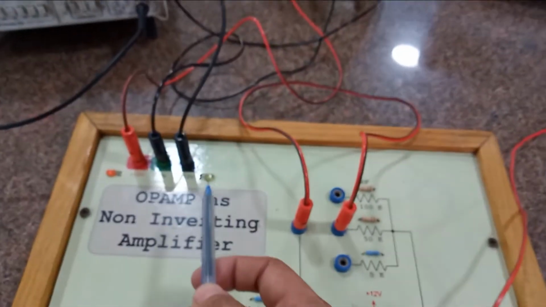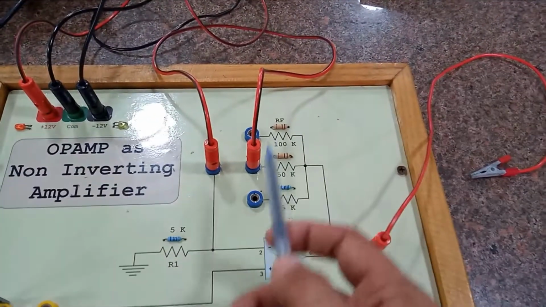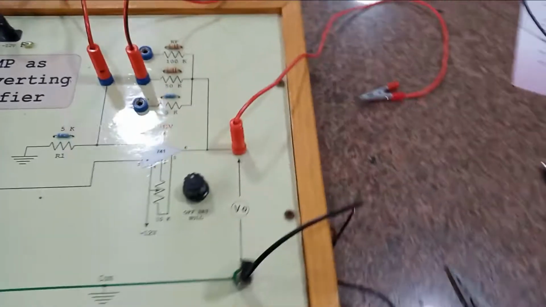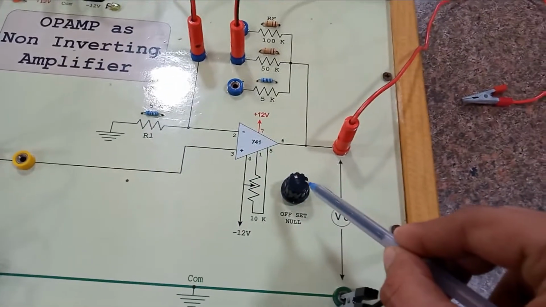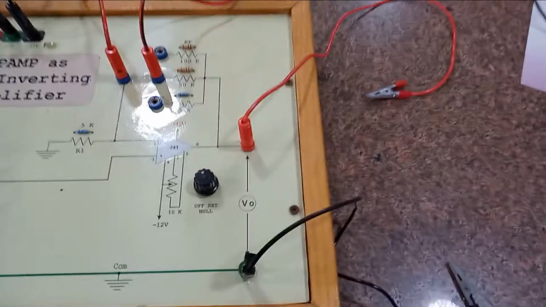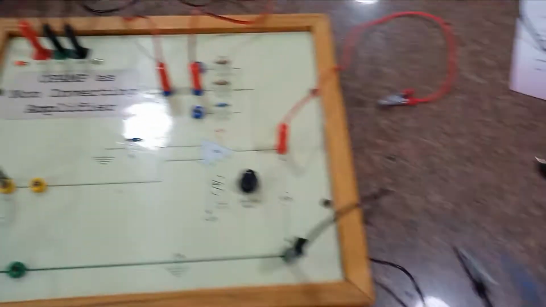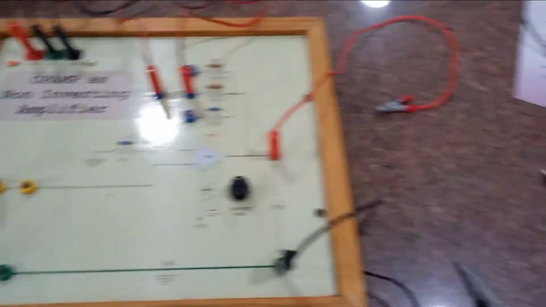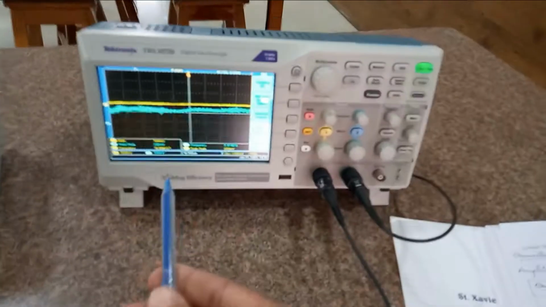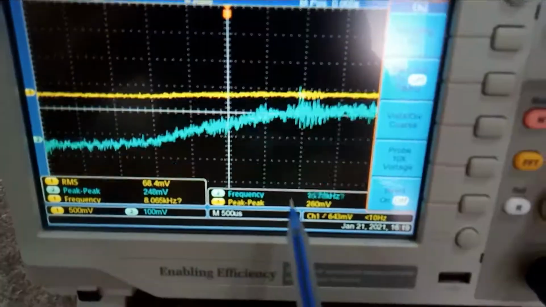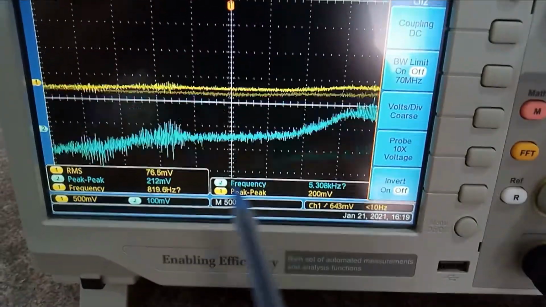Fine. We have connected the power supply. We have connected the RF value, and we have already set the offset null for this op-amp, which you might have seen in the previous video, right? I am not changing the value of offset null, and the output will be connected. This output will be connected to the CRO, where we will find frequency, peak to peak value, and RMS value. We can find out everything. So let me connect this.